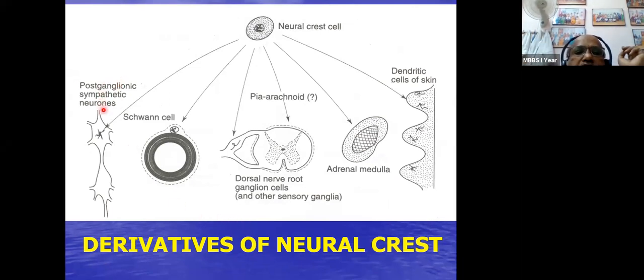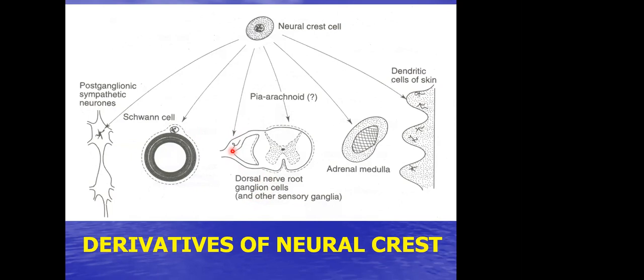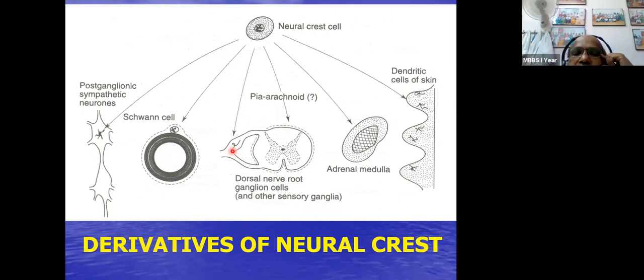Derivatives of neural crest cells: postganglionic sympathetic neurons, Schwann cells. Already you know, as you are reading the CNS in physiology. Next, your dorsal root ganglion. What is the dorsal root ganglion? What do you know about it? It is present on the dorsal side of the spinal cord. That's why it is called dorsal root ganglion. That means sensory nerve cell bodies should be there in the dorsal root. What about the spinal cord in physiology?